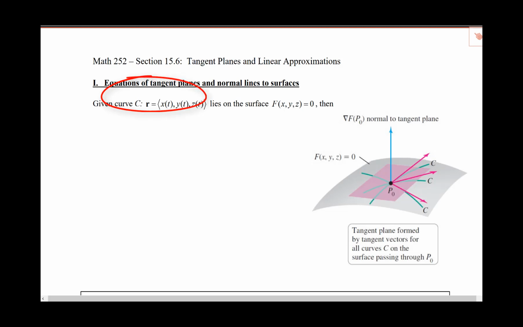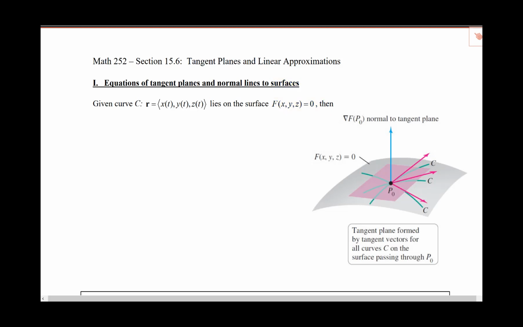Suppose you're given some curve, C, noted in the picture by the green lines, where that curve lies on the surface. Notice there would be an infinite number of these, and that curve is passing through a particular point, P sub 0. The surface is going to be given by an equation, capital F of x, y, z equals 0.